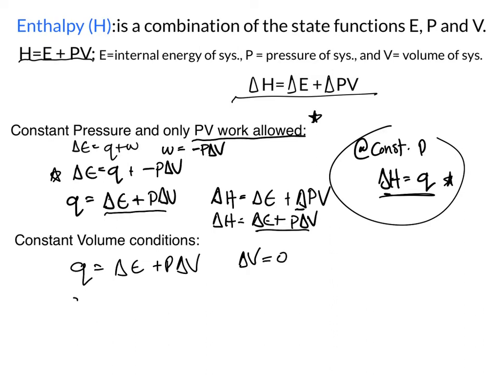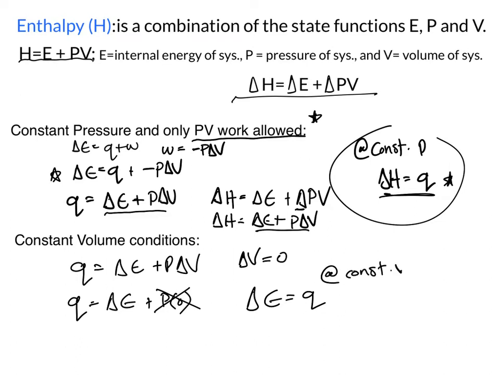Okay, so if we take that 0 value for our change in V and plug it in, what that ends up doing is basically canceling out our pressure volume work variable. Okay, and that leaves us with delta E being equal to Q. Okay, so in constant pressure conditions, or excuse me, constant volume conditions, Q is going to be equal to delta E, not delta H. So the reality of it is this type of relationship doesn't come up very often.